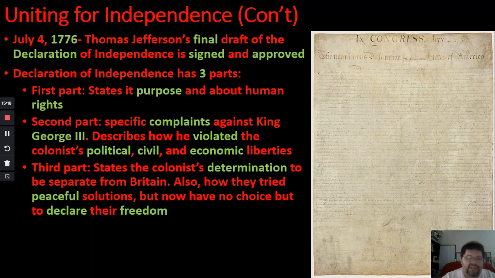But now that they've tried every single action to avoid war, they have no choice. They have to declare their freedom and fight for independence. So that's what the Declaration of Independence is, what it means, what it says in a nutshell. Okay.